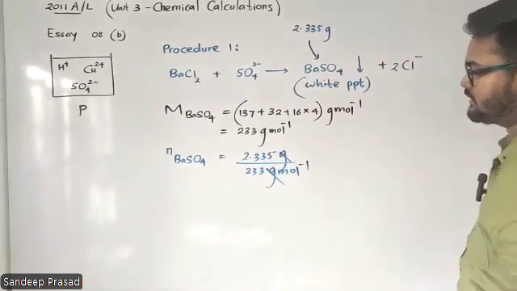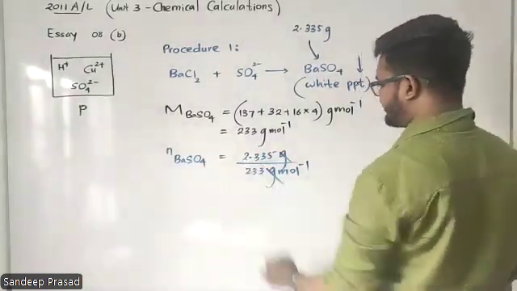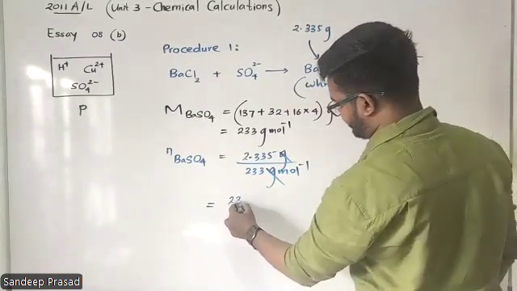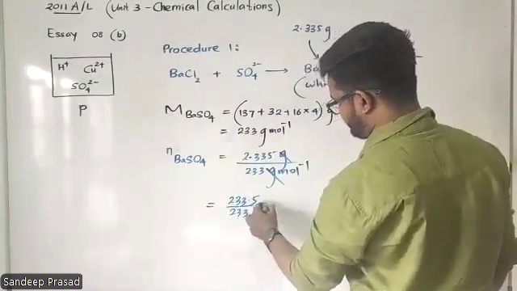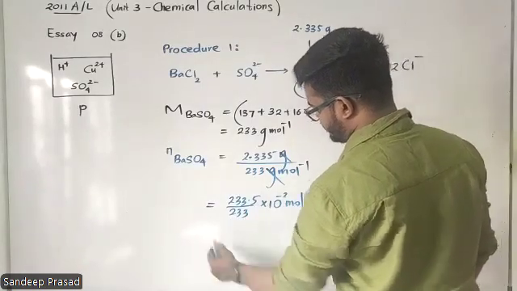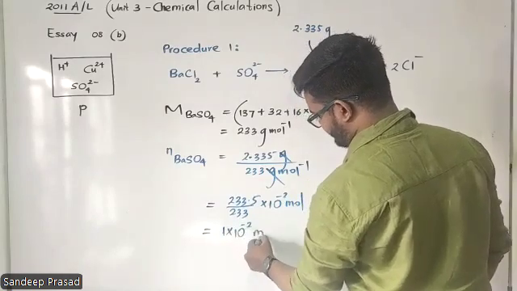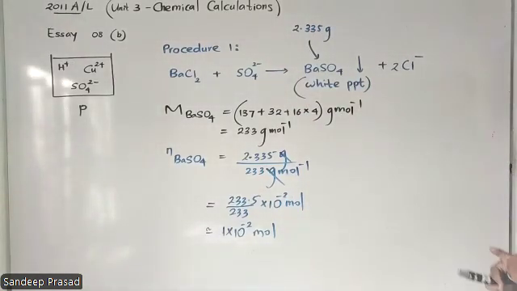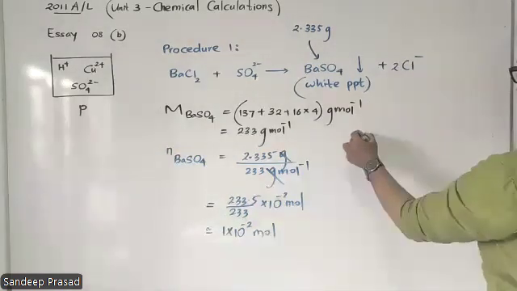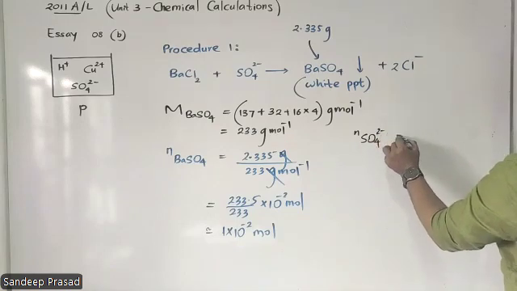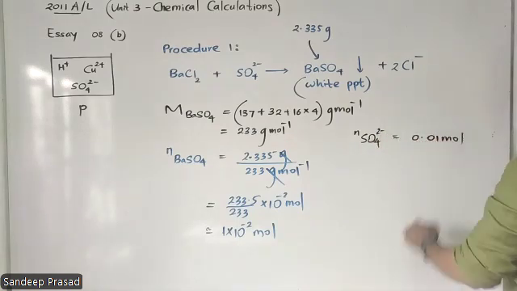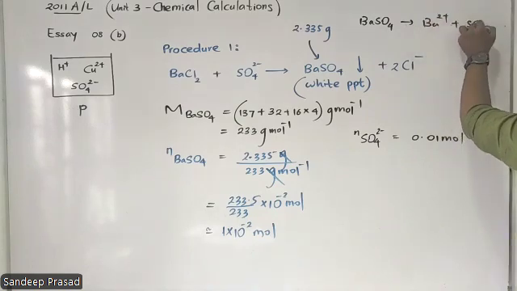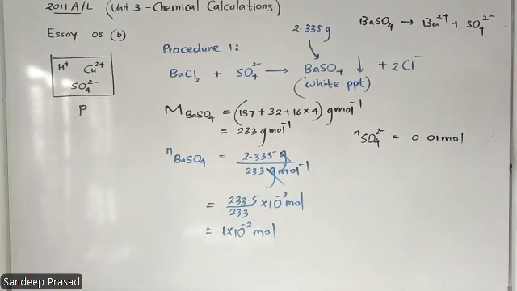Grams will cancel. So 233.5 divided by 233 is approximately 1 into 10 to the power minus 2 moles. Okay, barium sulfate moles. So according to that, sulfate moles are also 0.01 moles. Because we know that barium sulfate is made by barium 2 plus and sulfate. Therefore the sulfate molar amount and barium sulfate molar amount are both the same.